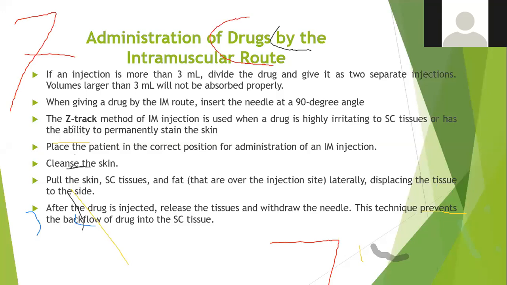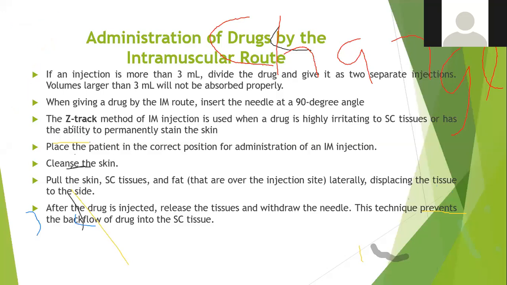Also, when you are giving a drug by IM route, like I've said earlier on, you insert the needle at a 90-degree angle. The Z-track method of IM injection is usually used when a drug is highly irritating to the skin tissues, or when it has the ability to permanently stain the skin. An example is when you are giving iron dextran injection. They have the ability to stain the skin, so you use this Z-track method.